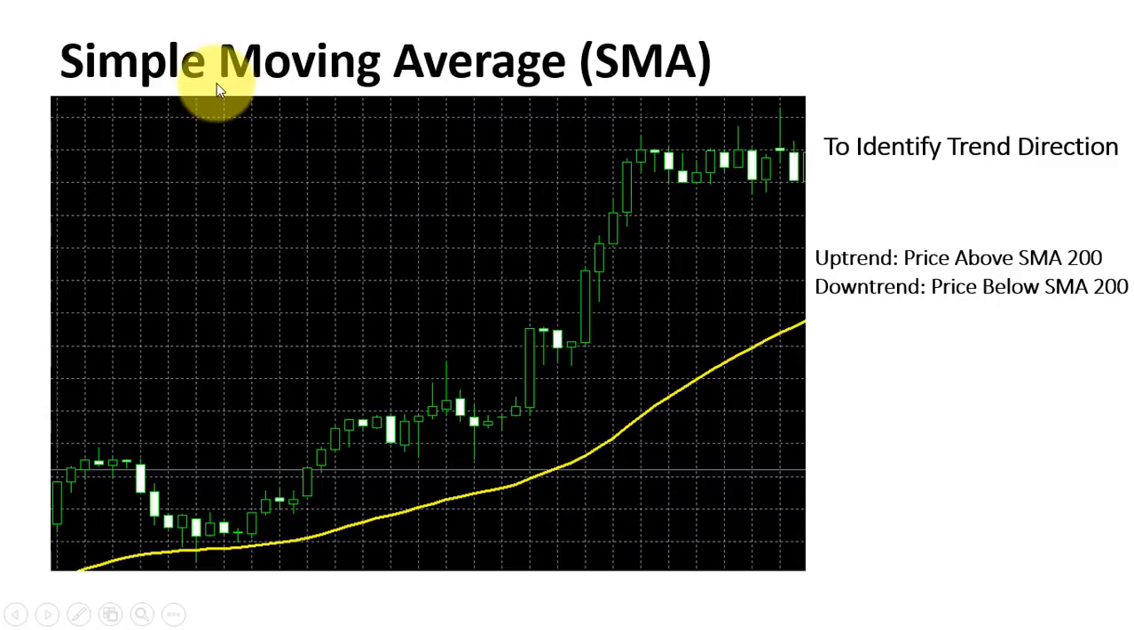So the purpose of the simple moving average in our strategy is to identify trend direction. Only one question: what direction are we trading? When prices are above the moving average, we are trading upward direction. When it's below, we are trading downward direction.